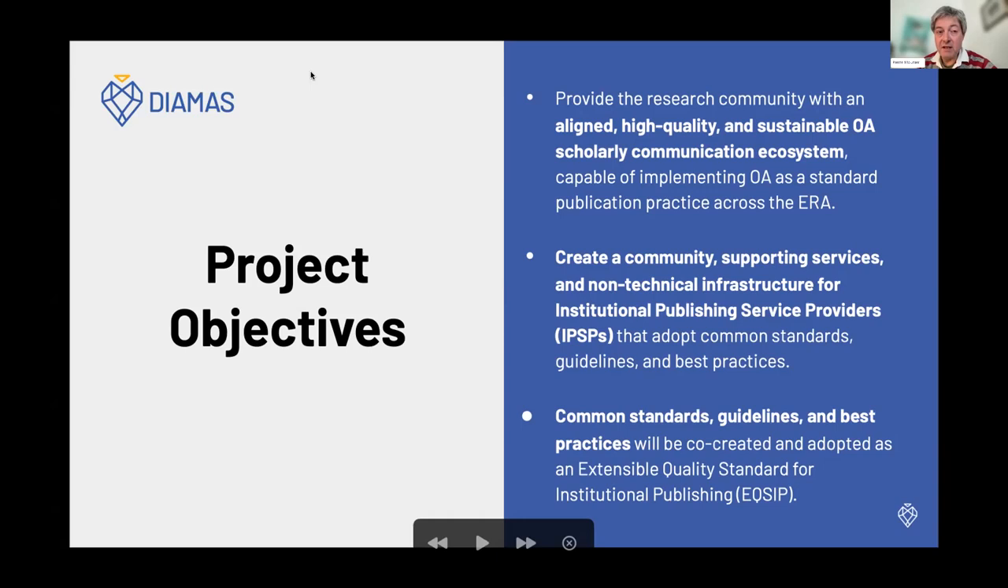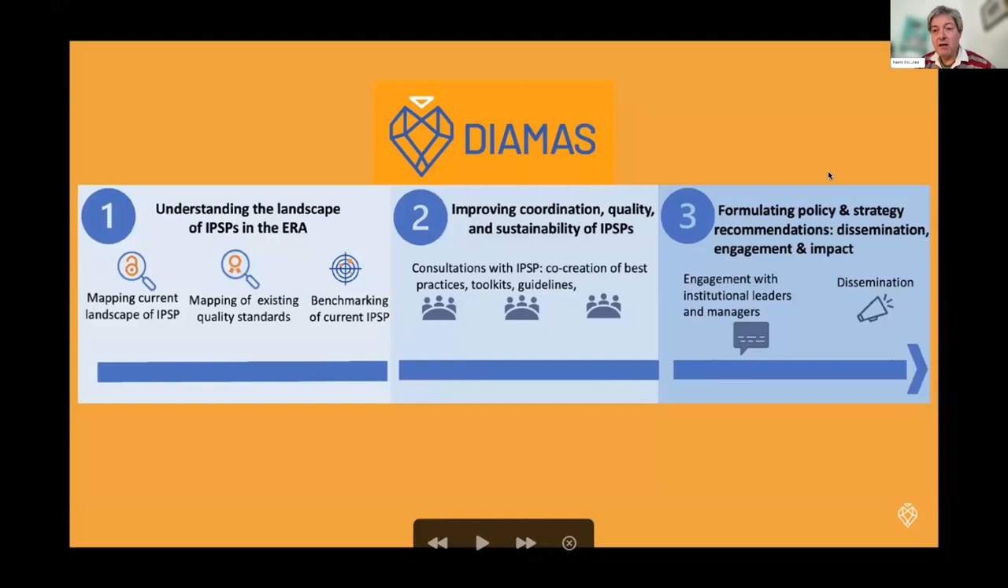The DIAMAS project unfolds into three main phases. The first phase, the first months of work of the project, was to understand the landscape of institutional publishing service providers in the European Research Area. I will explain all the acronyms for you, because this is a European project. You have a lot of acronyms, that's normal, but I try to explain them.